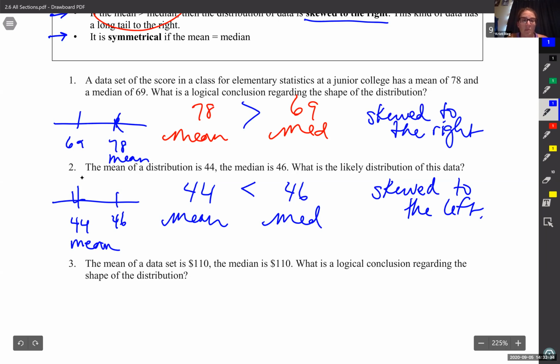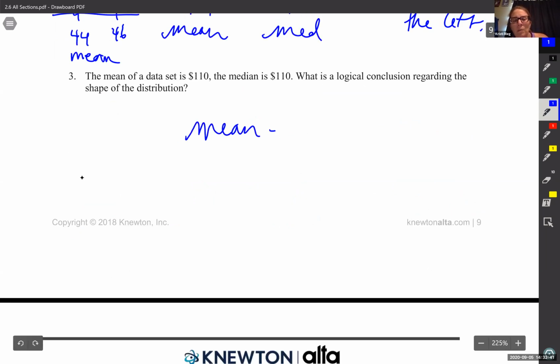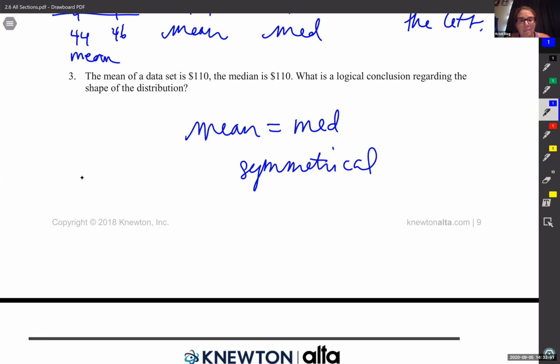That's it. Well, that's not it, but here we go. The mean and median are both 110, so that means it is symmetrical. That's all we're going to talk about with skew: where's the mean compared to the median?